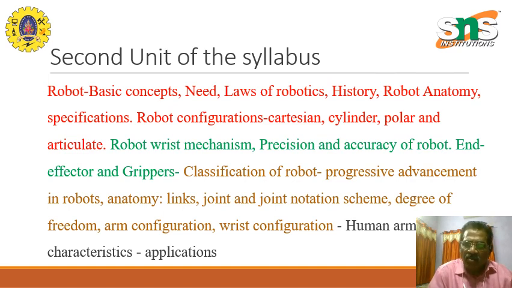Now, classification of robo, we're going to look at how robos are classified based on their configuration, based on the type of joints, or based on which application they are being used in. Progressive advancement in robo anatomy, then links, joints and the joint notation scheme we're going to look at. Degrees of freedom, arm configuration, wrist configuration, and the human arm, robo characteristics and its applications. This is what we're going to see in the next few sessions of Unit 2.